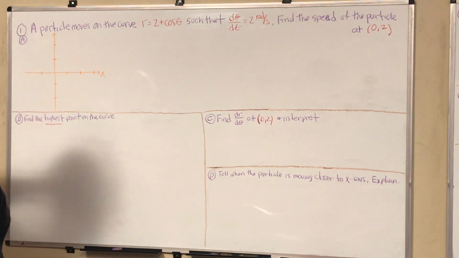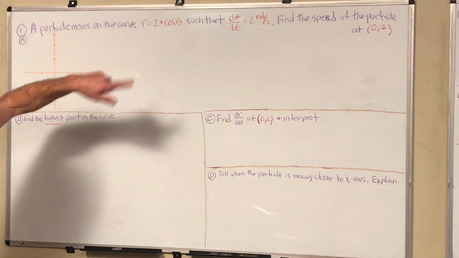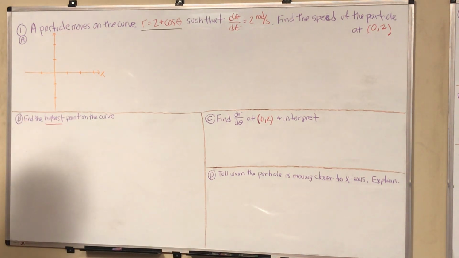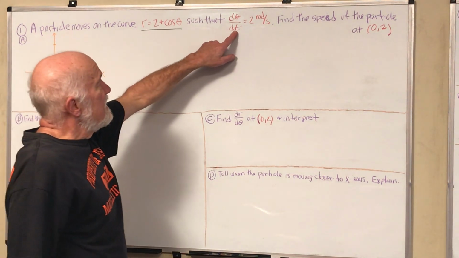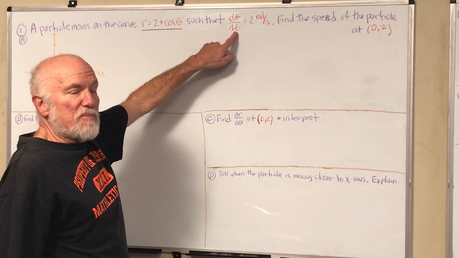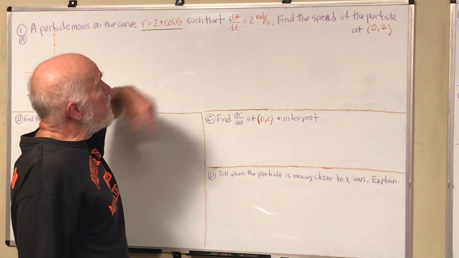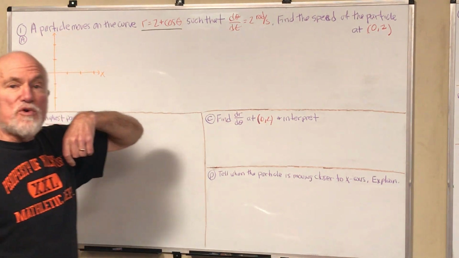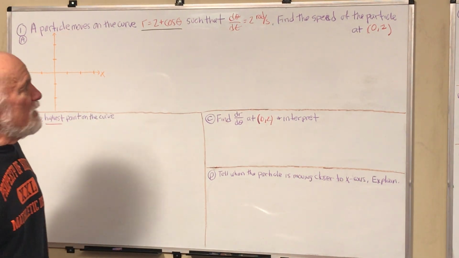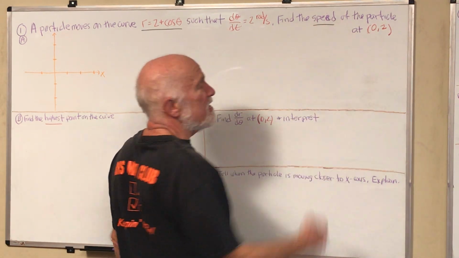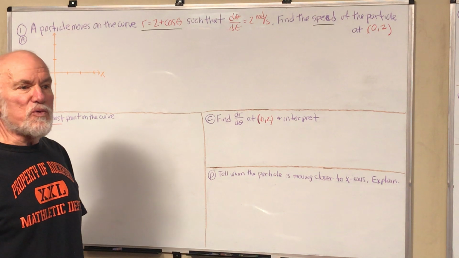So anyway, this first one, we have a particle moving on this curve. This is a polar curve. What's different is, this is the first time we've talked about a rate of change of the angle on a polar curve. So we know that the angle is getting bigger by 2 radians per second as it moves. And what we're trying to find is the speed of the particle at (0, 2).